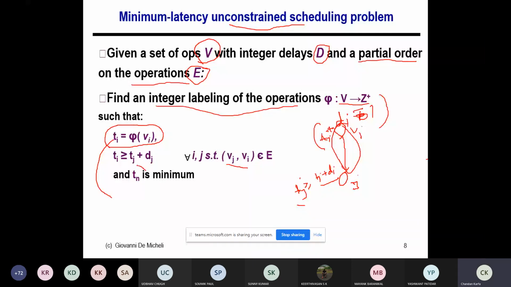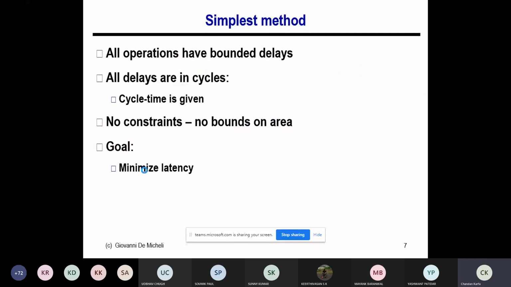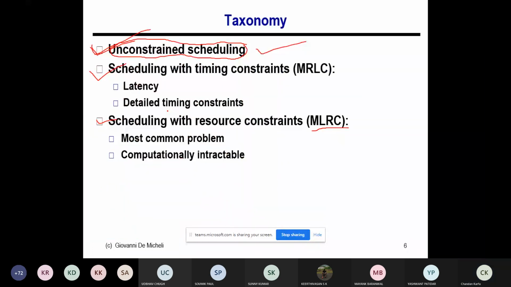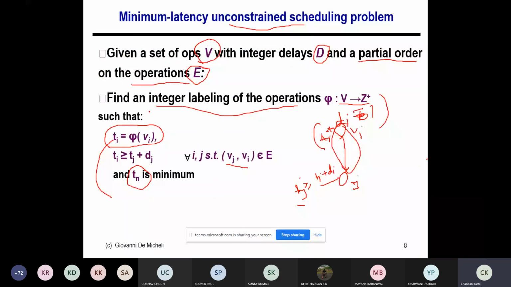Your goal is to make your tn minimum. Tn is the time step of the sink node; this is always tn and the source is always t0. If tn is minimum, that means it achieves the minimum time steps to schedule the operations, because I can only schedule tn when everything is done. So if tn is minimum, I can ensure that this schedule is the minimum schedule. Try to understand this carefully. This is minimum latency unconstrained scheduling.